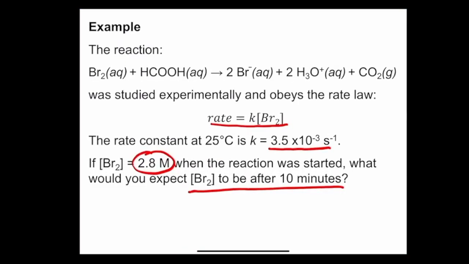If I had exactly the same initial concentration and exactly the same time, what should happen to this rate constant if I wanted the reaction to be slower? Should it be bigger or smaller? If I want the same experiment, starting with exactly the same amount of bromine, still waiting 10 minutes, but I want the amount of bromine left over to be higher, I want less to react, should k be bigger or smaller?